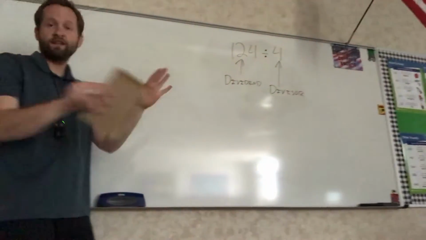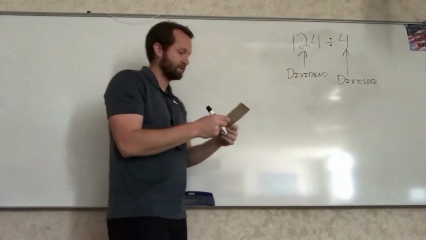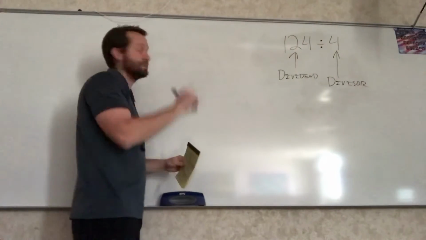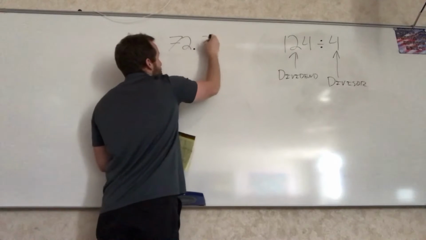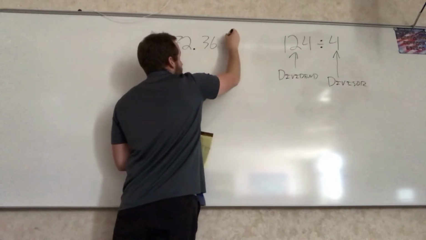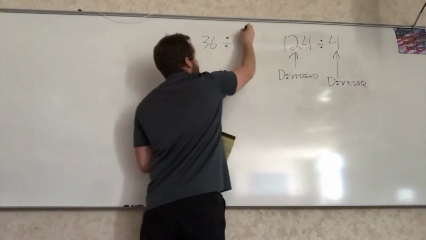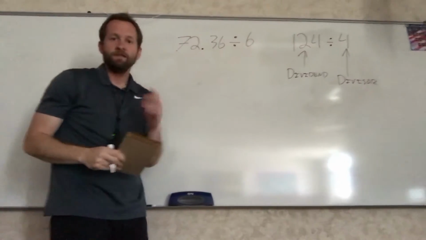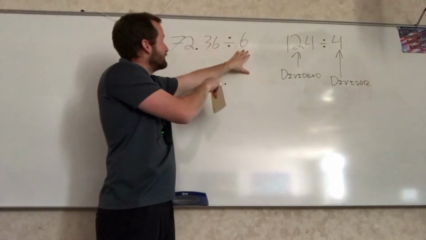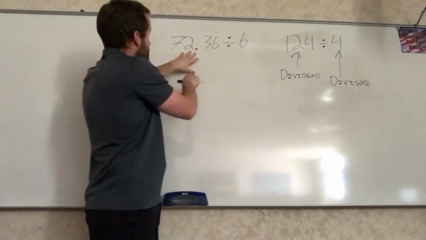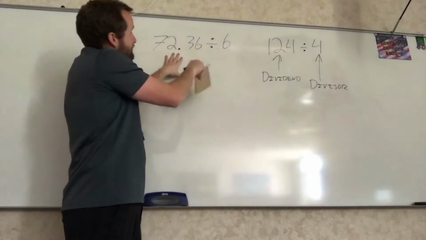So let's look at this with a decimal problem. I'm going to write the problem on the board here. We are going to look at 72.36 divided by 6, okay? If we remember, this second number is our divisor. It's the number we're dividing by. And here's our dividend. This is the number we're breaking up into equal sized groups.